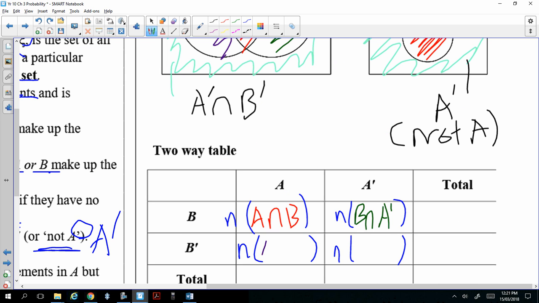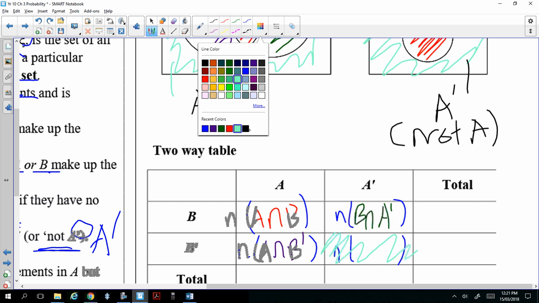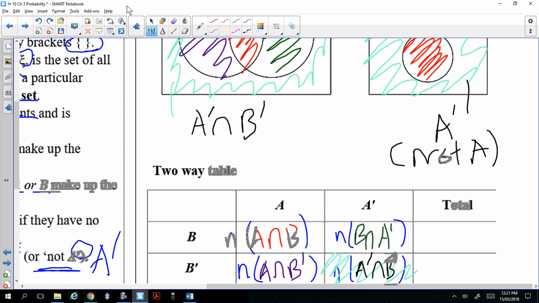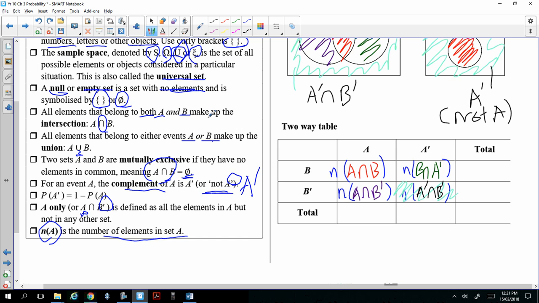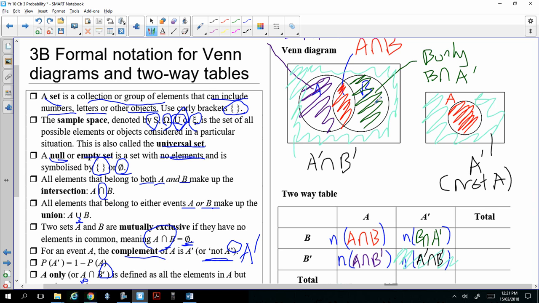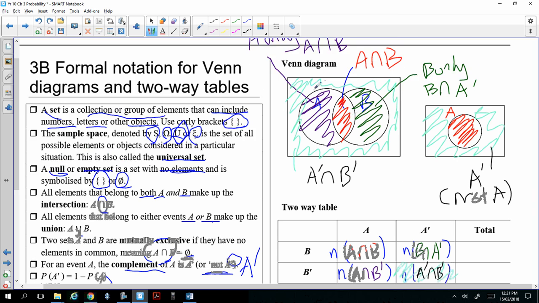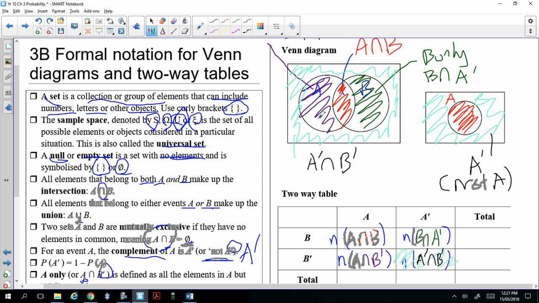And the last one will be the one on the outside, which is in this color here. This color here is done by not in A and not in B. So basically, all four sections, all four different colors, are now in these four cells. Okay, so the Venn diagram and the two-way table. Of course, the Venn diagram is much clearer. Okay, put it away, Grace.